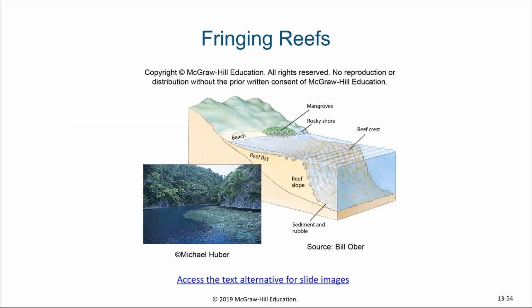So here we can see a fringing reef. Usually it's adjacent to shore, and that will be some extension of the reef flat. After the reef crest, we'll see the reef slope, where there will be more diverse coral growth. You'll also notice sediment and rubble at the bottom of the reef slope.